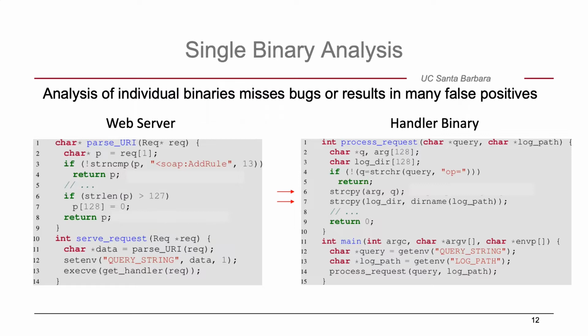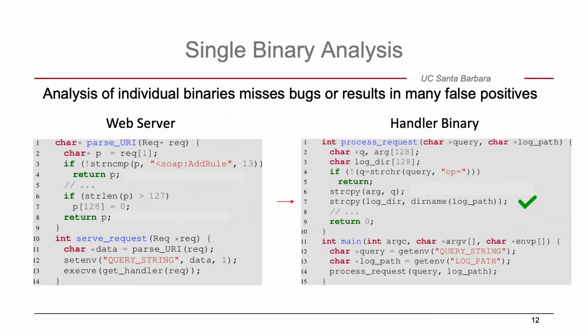But what is interesting is that this here is actually a real bug, because it's possible that the input value, in an unchecked way, if it has this SOAP add rule in there, actually gets into the query string environment variable, then gets copied into that arg buffer, and it can overflow it, right? But that second string copy here is also an unchecked copy, right? It's also something where you take some value and copy it to a buffer, and you have not checked the length of the buffer.